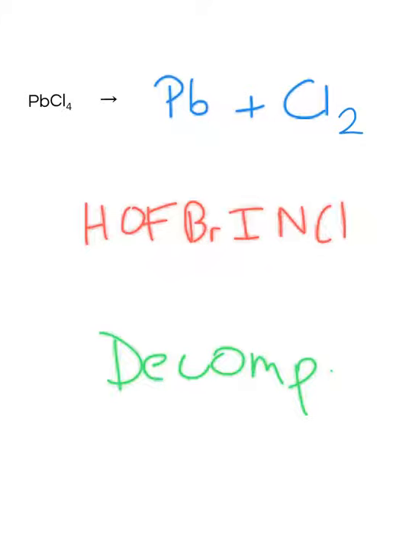And if I wanted to, I could go ahead and balance this. I see that I need to add a 2 in front of my chlorine to give me the four chlorines that I have on the right-hand side, or on the left-hand side, rather. Okay, so in this next reaction, I want you to pause the video and give it a try.